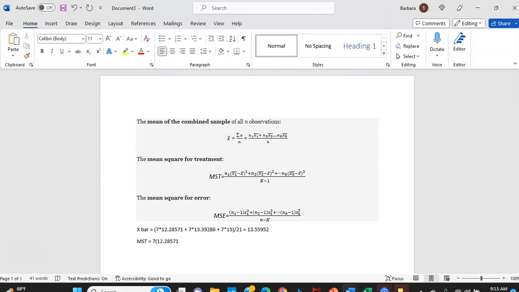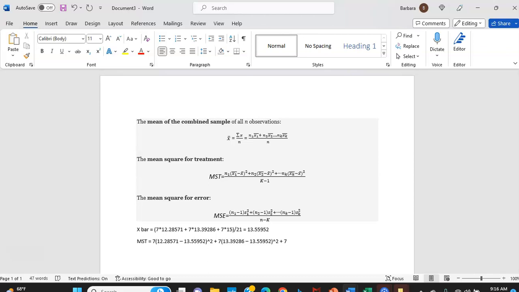was 12.28571, and we want to subtract the mean we got from the X bar computation up above right here. And then let's notice that we are then squaring that whole quantity. All right, and then we're going to do the same thing for the second sample. So we had 7 in our second group. Our second mean was 13.39286. We're going to subtract the mean we got again from up above, this answer right here, and square it. And then finally, we're going to do it for our third group.